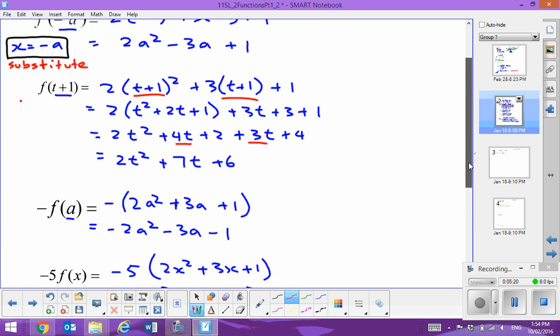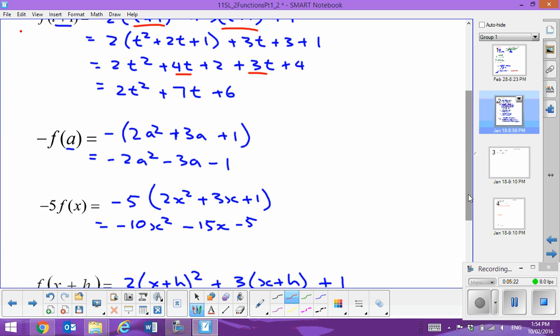In the next one, you're just taking the opposite after you've substituted in the a, so there's the minus. Use your brackets. So substitute the a, then take the opposite of everything. In this next example here, we're doing minus 5 times the whole function, so just expanding that to get this result, minus 10x squared minus 15x minus 5.